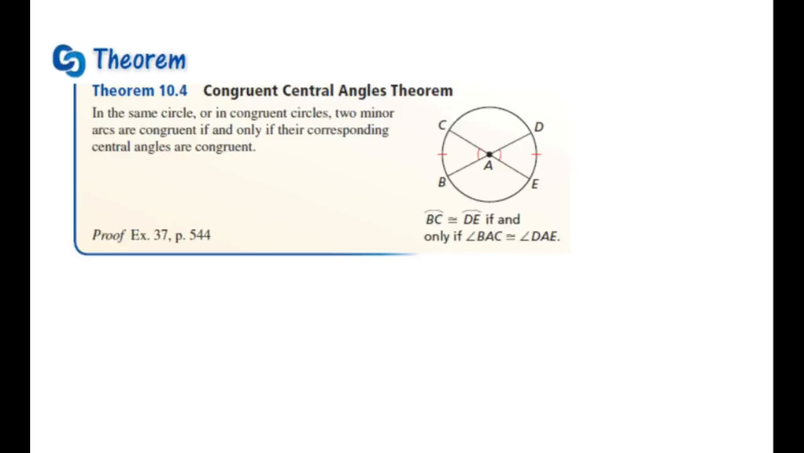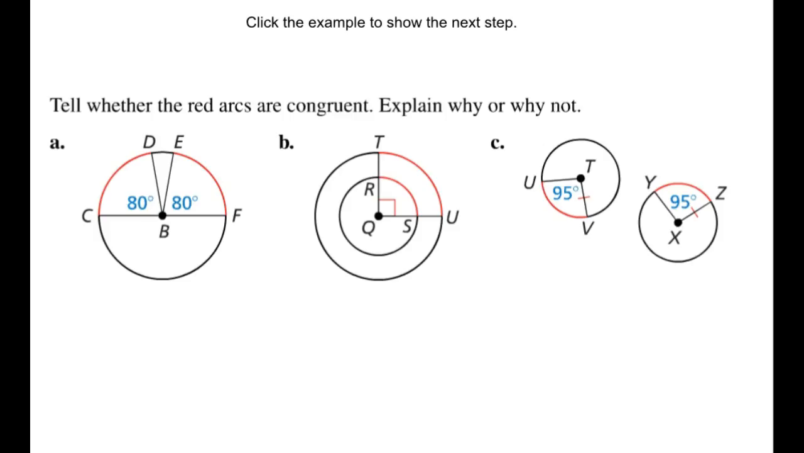So here's our next theorem with circles, dealing with central angles and arc lengths. In the same circle or congruent circles, this does not have to be the same circle, two minor arcs are congruent if and only if their corresponding central angles are congruent. So here in this example, we're looking at the arcs in the same circle, but we could have two separate circles and be looking at them as well. And I know that the arc length is congruent if the angle measurement is congruent as well.